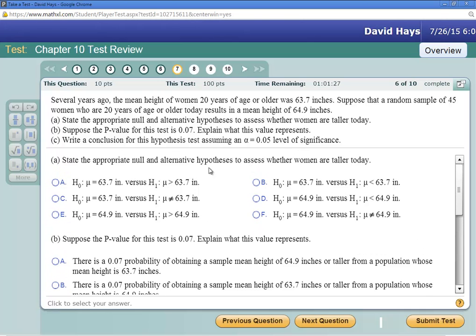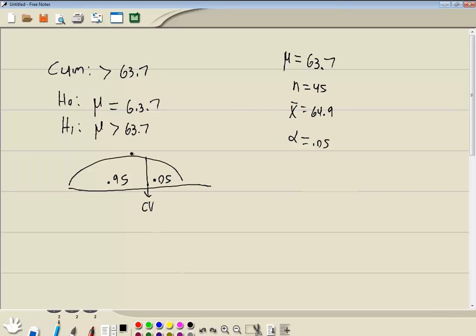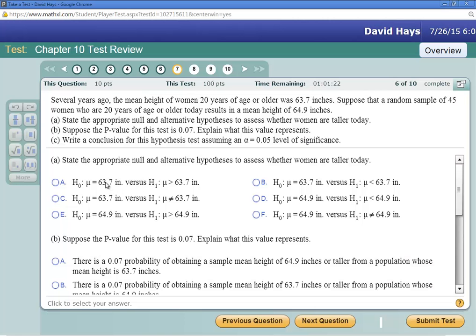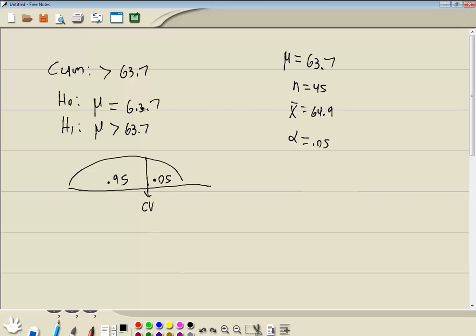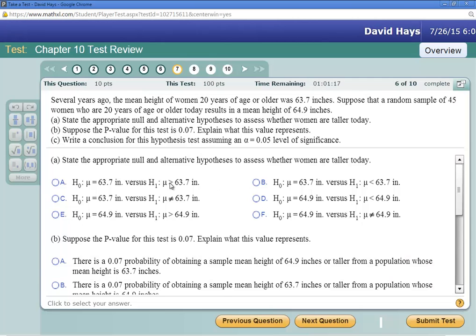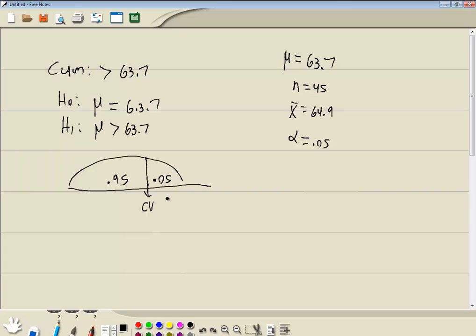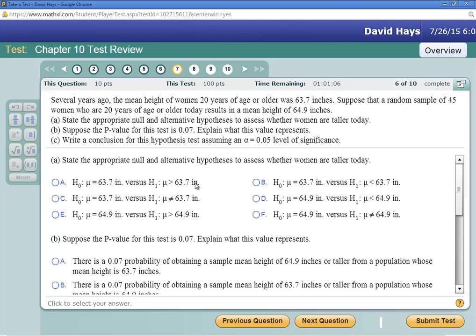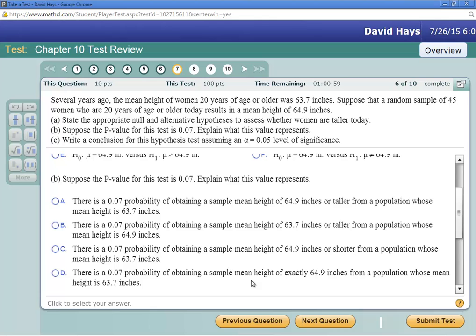Okay, state the appropriate null and alternate hypothesis. H naught is equal to 63.7, so it's this one. It wouldn't be these last three here, so it's going to be one of these first ones. Equal to, greater than. I guess it'd be A. Suppose the p-value for this test is 0.07. Explain what this value represents. More wording.